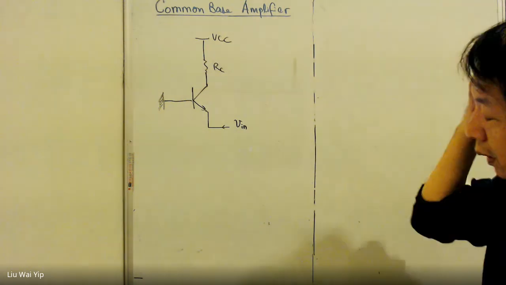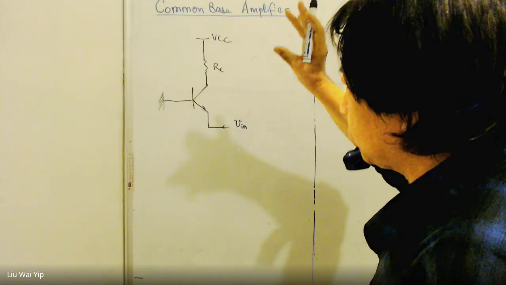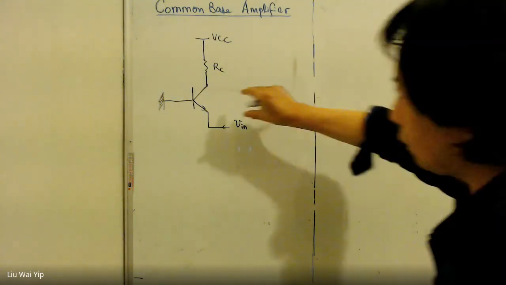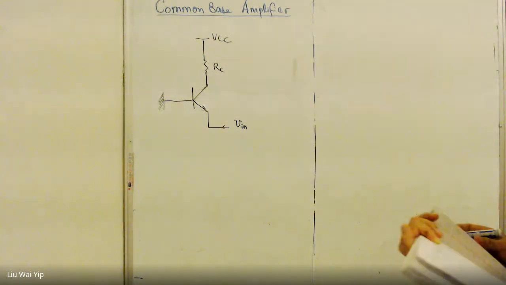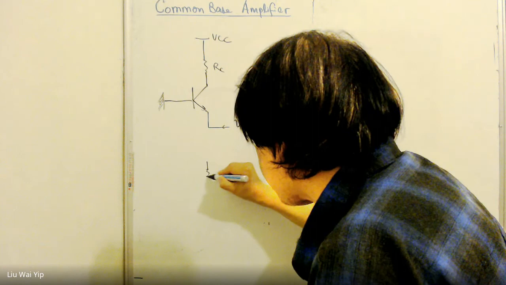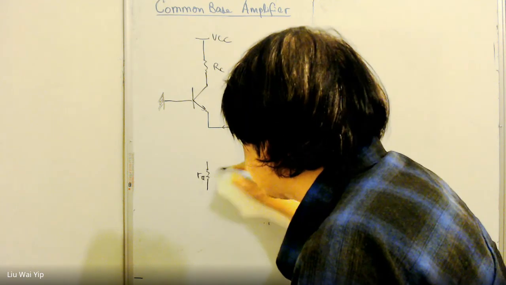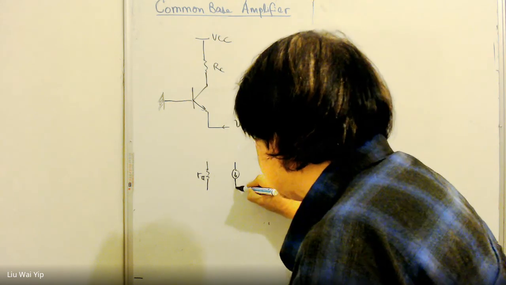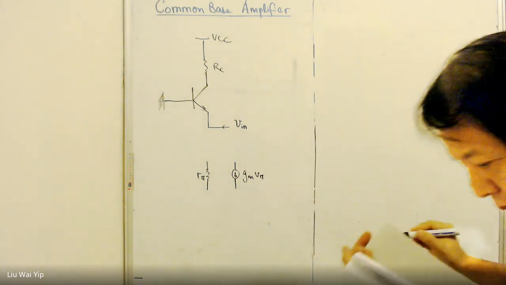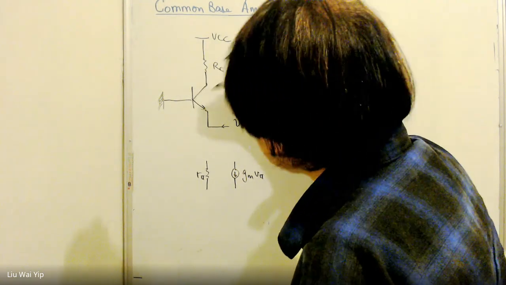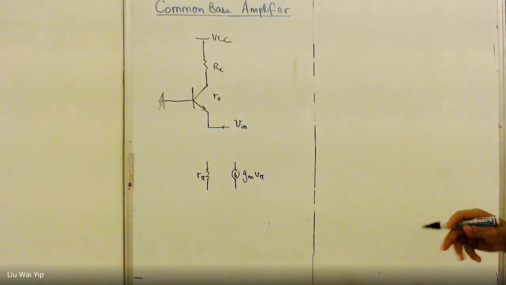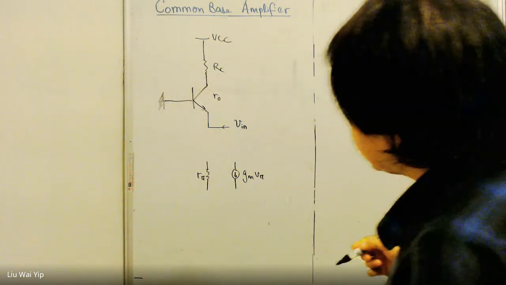So to analyze the circuit, again, you can use the most common methodology. First, replace the transistor with a small signal diagram. Let's do this with the pi model, and then we have a dependent current source in the pi model. Let's assume the transistor is not perfect. It has a finite r0, which represents the resistance due to the Early effect.